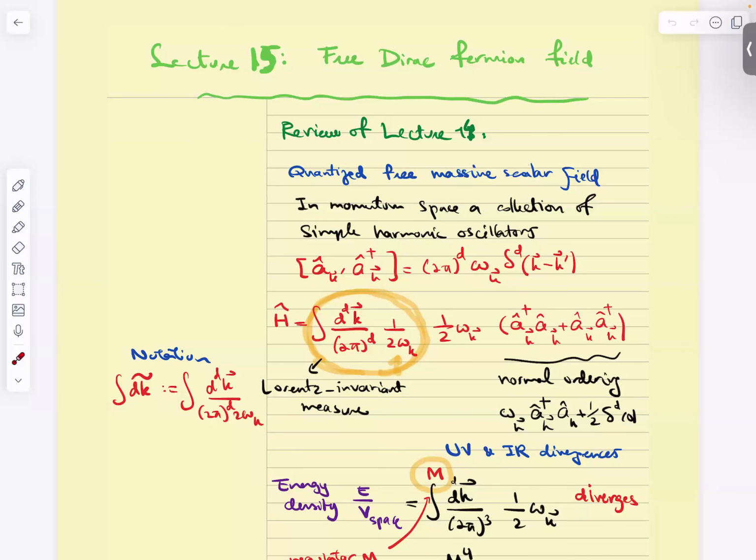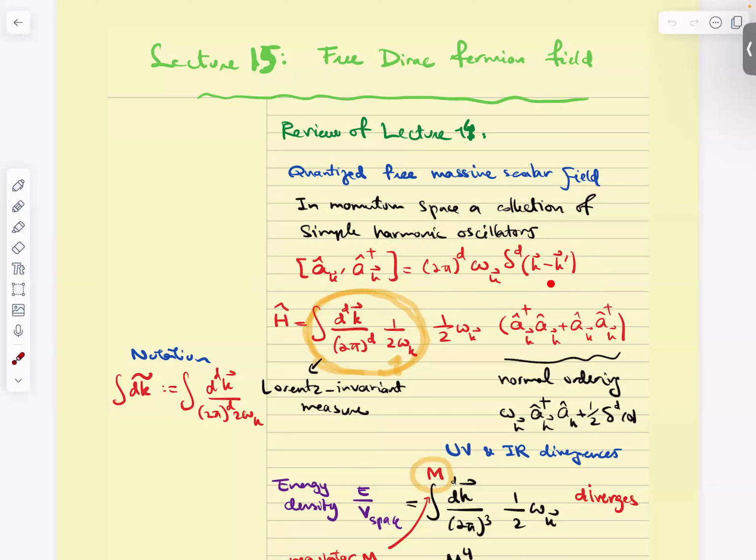So in the previous lecture, we talked about the quantization of massive scalar field. These are the commutation relations. This is just like a generalization of a a dagger equal 1, right? However, there are things to notice. In quantum field theory, look at this. What's the dimensionality of this?